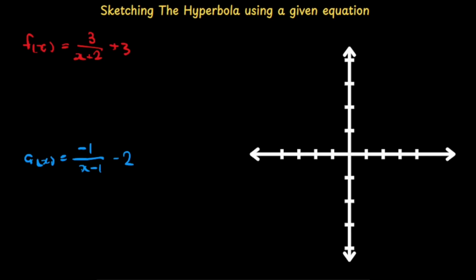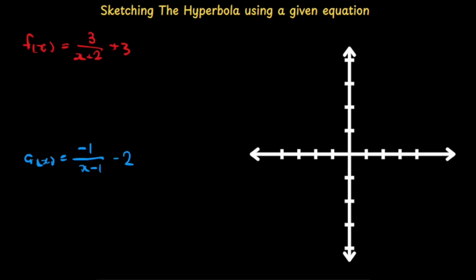Now, when sketching a hyperbola, we are going to look at some of the important points of the hyperbola. And those are the features that allow us to define a hyperbola simply. And that is your horizontal asymptote, your vertical asymptote, as well as the shape of the hyperbola.